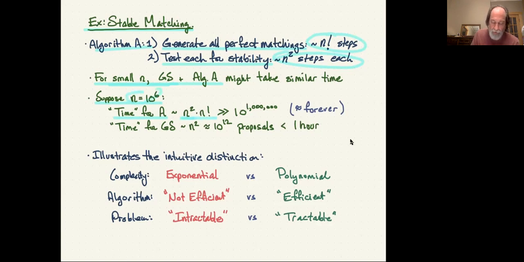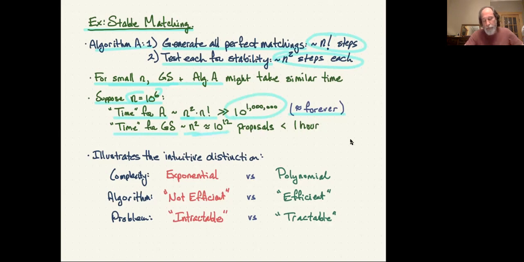Okay, if we plug in 10 to the 6, we get something actually much bigger than this very nice number, 10 to the 1 million. So that's 10 with a million zeros after it. Okay, that's a ridiculously large number. We might as well consider this, it'll take forever for all intents and purposes. I don't think even the most optimistic notions of what computational machinery we might have in the next century, or at least say the next few decades, would be going that far. Anyway, on the other hand, the time for the Gale-Shapley is about n squared proposals.